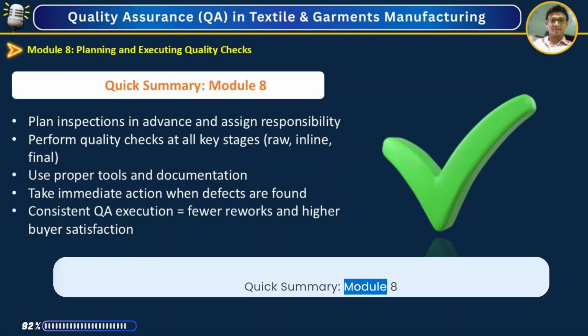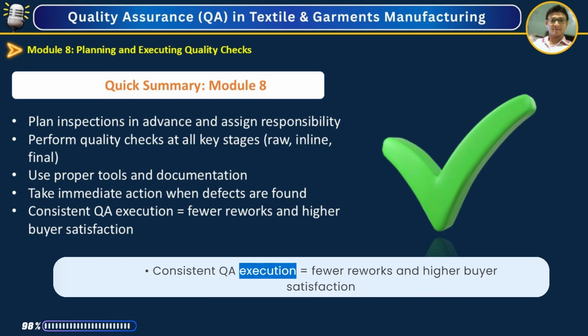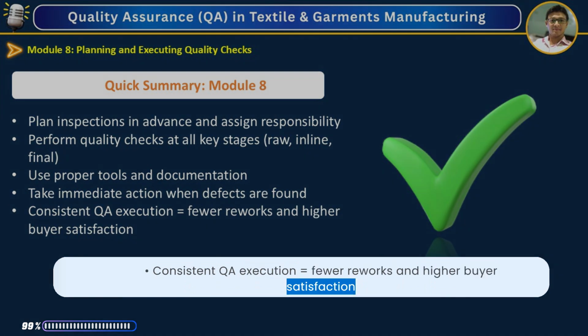Quick summary: Module 8. Plan inspections in advance and assign responsibility. Perform quality checks at all key stages. Use proper tools and documentation. Take immediate action when defects are found. Consistent QA execution equals fewer reworks and higher buyer satisfaction.